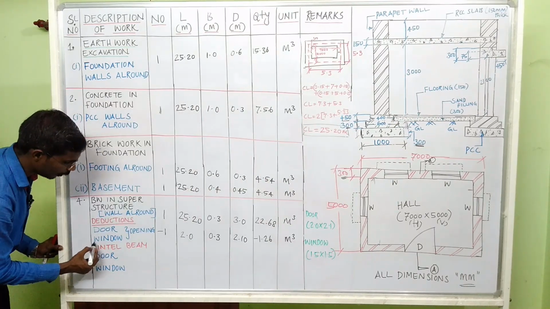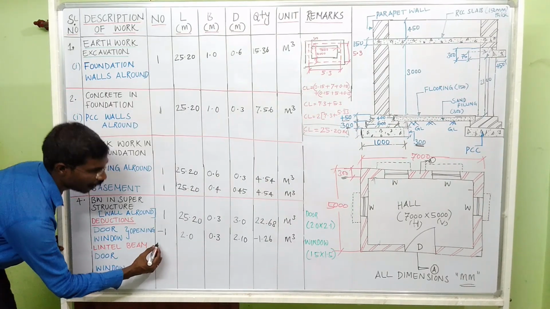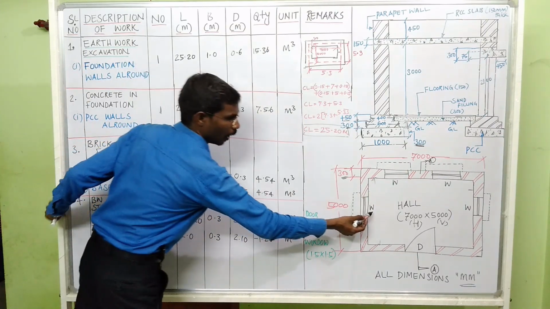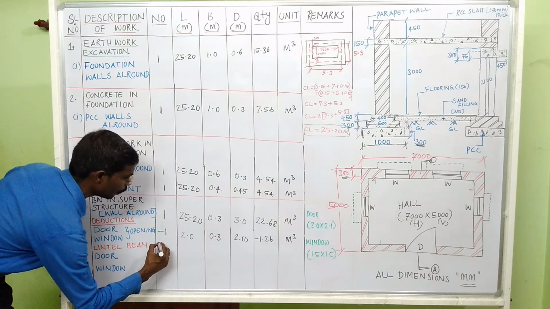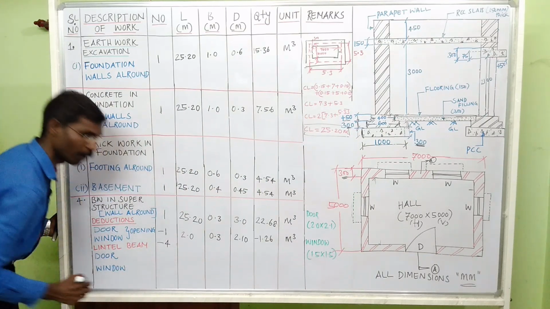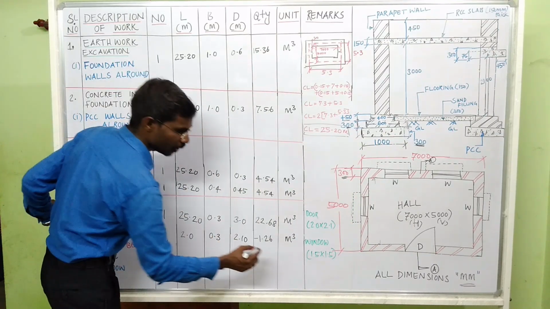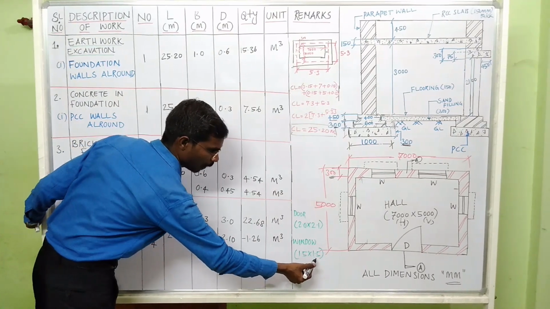Same like that, you can calculate the window openings. How many windows are there? 1, 2, 3, 4. There are 4 windows. So minus 4 window openings. The dimension of the window is 1.5 by 1.5.